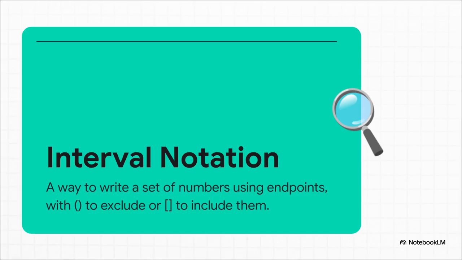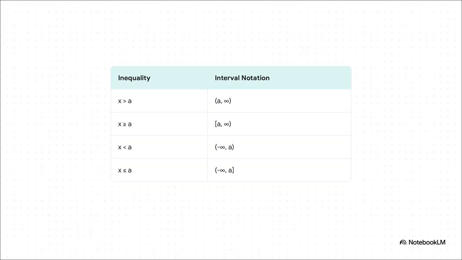Parentheses versus brackets. Parentheses, the round ones, are like a force field. You can get infinitely close, but you never actually include the number. Brackets, the square ones, mean you're in. The number is included. That's the whole game, not included versus included. Now let's look at how this works in practice.